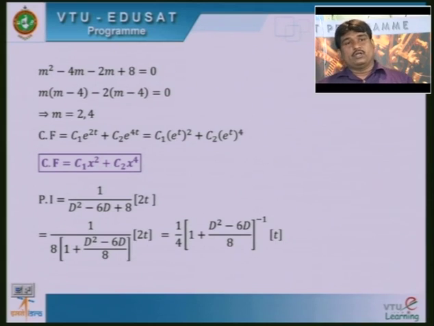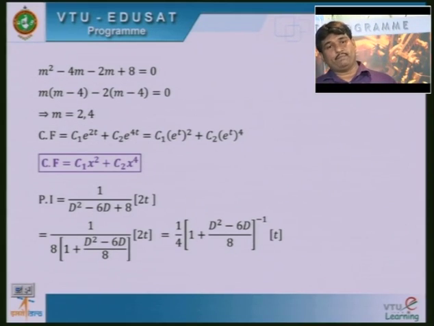Done. Now I will factorize it. M square minus 4m minus 2m plus 8 equals to 0. You find the roots. Roots are 2 and 4. Roots are real and distinct. And complementary function is c1 into e to the power of 2t plus c2 into e to the power of 4t.